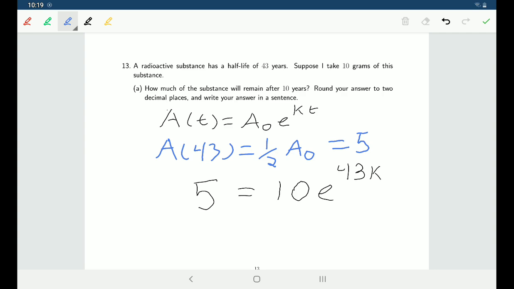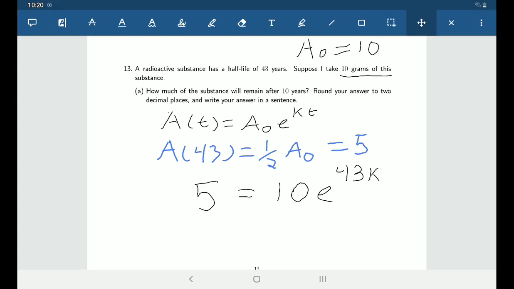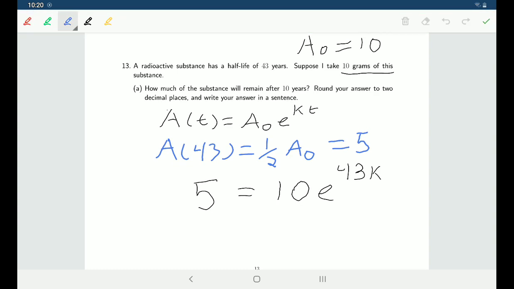So here we've got half-life of 43 years, and we take 10 grams of the substance. So 10 grams of the substance, that is your initial amount, A0. So A0 we know is 10. Now, the next thing that we know is that the half-life is 43 years, and a half-life of 43 years means that when time is 43, you'll have half the initial amount. And of course, if the initial amount was 10, then after those 43 years, you'll only have 5 grams left. So you know that then when time is 43, the amount is 5.